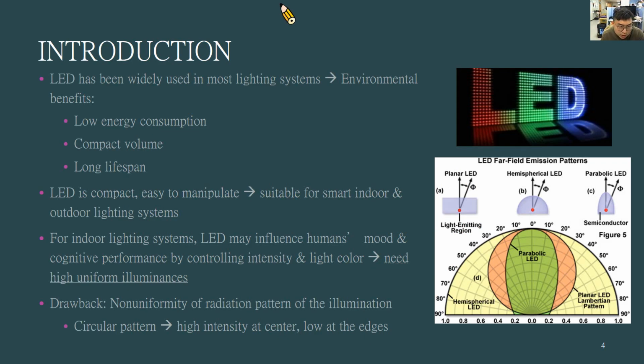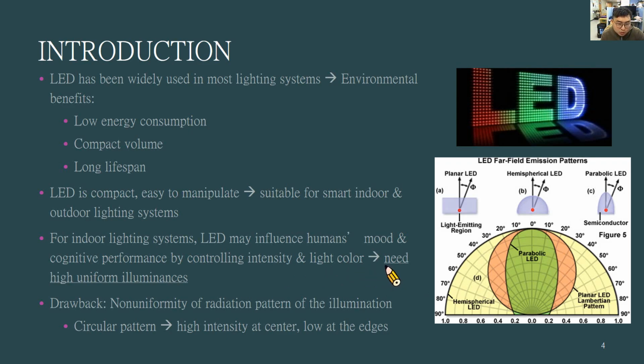Now I'm going to introduce the LED itself. We all know that LED has been widely used in most lighting systems today because of environmental benefits: low energy consumption, compact volume, and long lifespan compared to previous light sources like incandescent or fluorescent light bulbs. Because LED is compact and easy to manipulate, it is suitable for smart indoor and outdoor lighting systems. In indoor lighting, LED could influence humans' mood and cognitive performance by controlling the intensity and the color of the light.